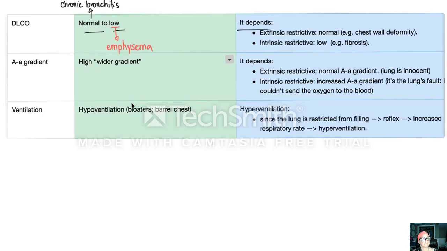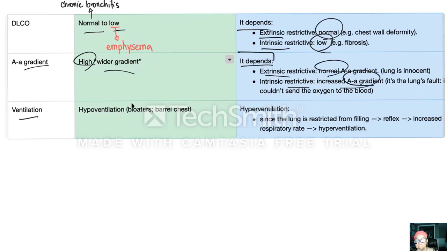DLCO, in obstructive, it's normal or low. In restrictive, it depends. If it's extrinsic, i.e. it's not the lung's fault, DLCO is normal. If it's the lung's fault, it's low. How about the AA gradient? Here it depends. Again, if it's extrinsic, it's going to be normal. If the lung is normal, the AA gradient is normal. But if the lung is having a problem, the AA gradient is widened or increased.